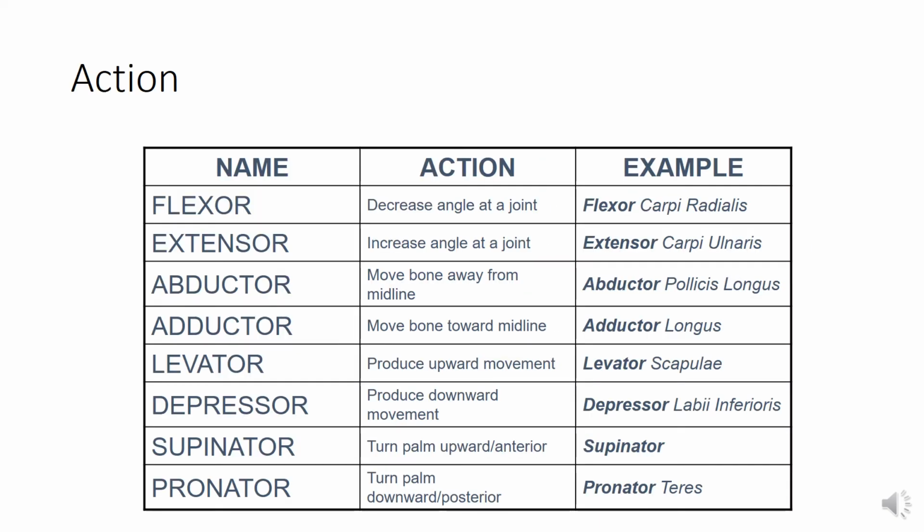So muscles are named according to their actions. For example, flexor carpi radialis. Now in this there are two components. Flexor carpi means this flexes the wrist joint, and radialis means that it is located near the radial side. Extensor carpi ulnaris means it extends the wrist joint, and it is located near the ulnar bone.